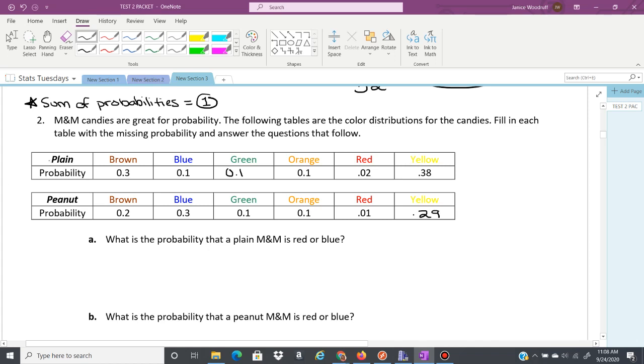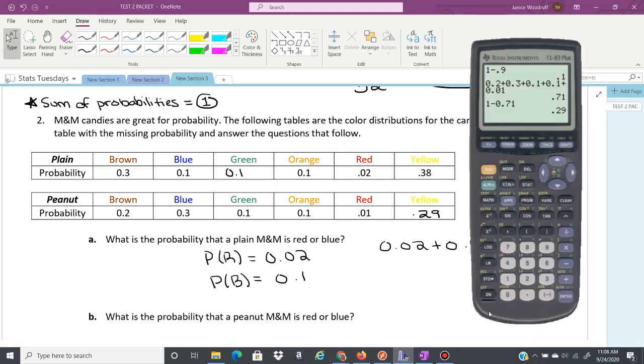You want to make sure you're looking at the right chart for plain M&Ms. So you have the probability of a red M&M is, and this is on the plain table, 0.02. The probability of a blue M&M is 0.1. And if we add those together, okay, the probability I either get red or blue is going to be 0.12.